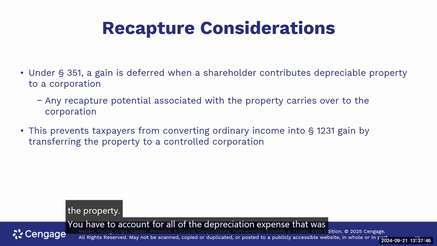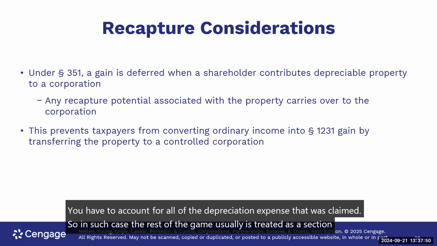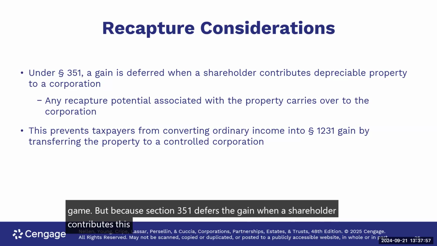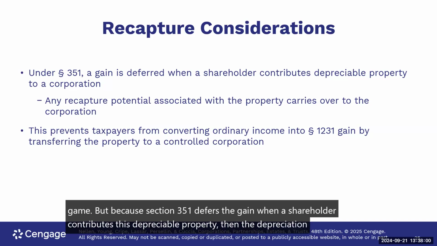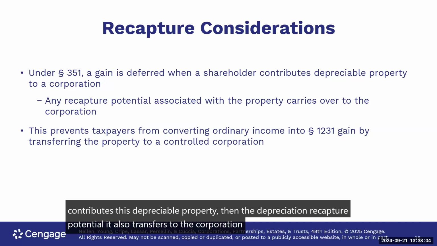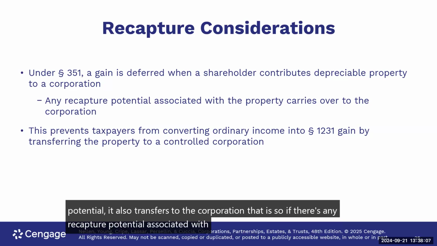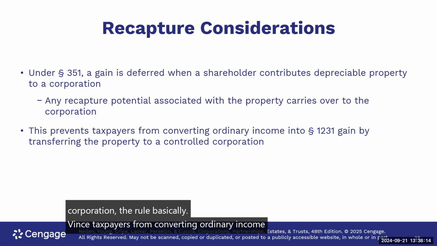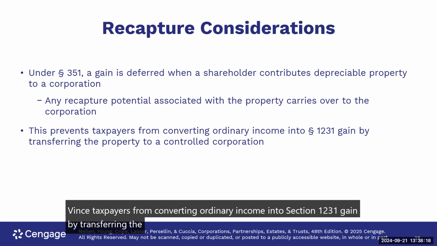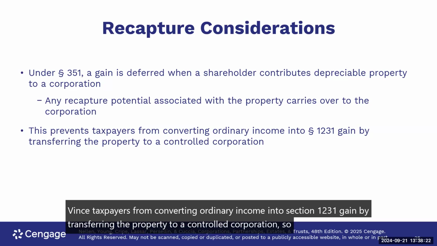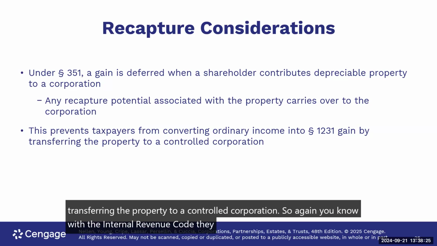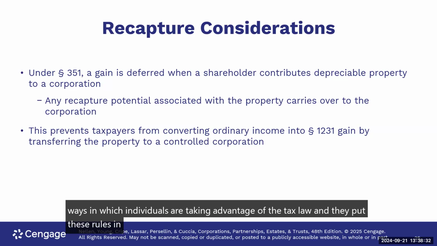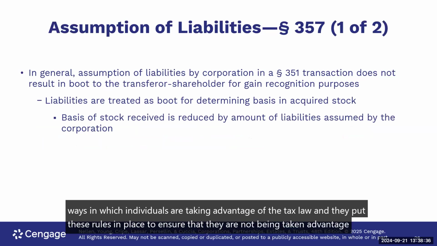In such a case, the rest of the gain is usually treated as a Section 1231 gain. But because Section 351 defers the gain when a shareholder contributes depreciable property, the depreciation recapture potential also transfers to the corporation. So if there's any recapture potential associated with the property, it carries over to the corporation. The rule basically prevents taxpayers from converting ordinary income into Section 1231 gain by transferring the property to a controlled corporation. Again, with the Internal Revenue Code, they catch on to the savvy ways in which individuals take advantage of the tax law, and they put these rules in place to ensure that they are not being taken advantage of. Next, we have the assumption of liability.